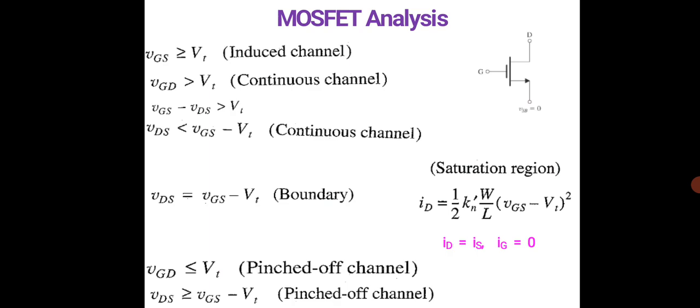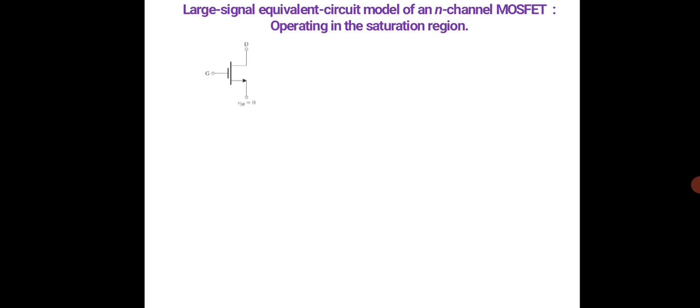So here this is a large signal equivalent circuit model of an n channel MOSFET, which operates in the saturation region. So what is overdrive voltage? Overdrive voltage, here it is given as VOV, which will be equal to VGS minus VT, and from this I can write an expression for the gate source voltage, which will be equal to VT plus VOV.